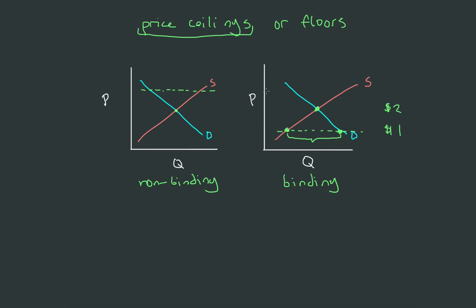So if a price ceiling is a maximum price for a good or service, what do you guys think a price floor is? As you might have guessed, that's a minimum price for a good or service. So let me restart right here.